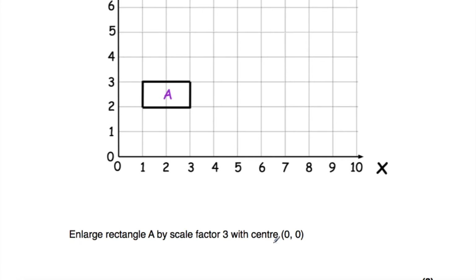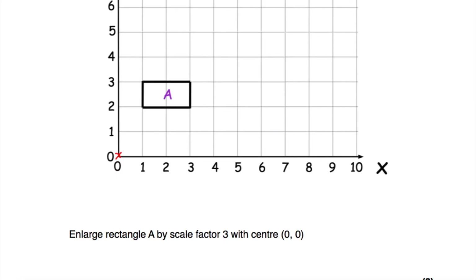So we've got the centre of enlargement, it's the origin 0, 0. So I'm just going to put a little crosshair at the origin of the point 0, 0. And that's going to be our centre of enlargement. So we need to enlarge rectangle A by scale factor 3 using this point as the centre of enlargement. And that means that this rectangle A is going to become 3 times larger and also 3 times further away from this point here.